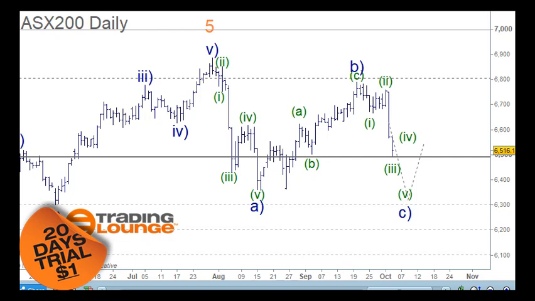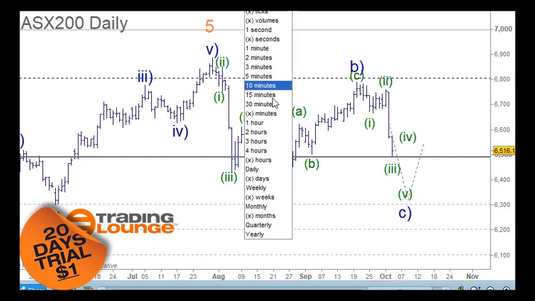Welcome to TradingLounge and the ASX200. So we've had this strong move down, which obviously appears to be the third wave here. So I'm still looking at all of this as an A wave here, a B wave here, and a C wave here, with 1 and 2 and 3 and 4 and 5 for the C wave here. So let's go in and have a look at this space here for a moment.